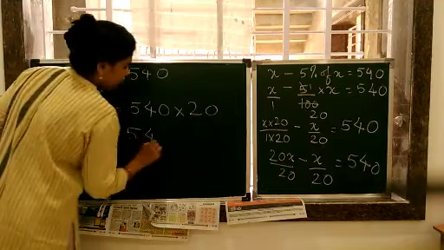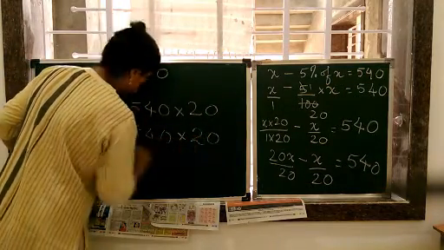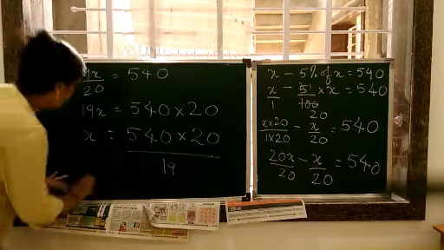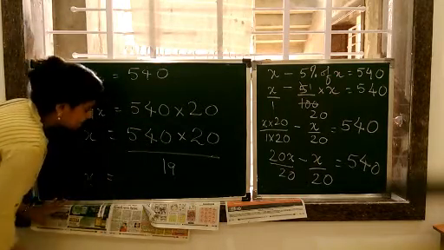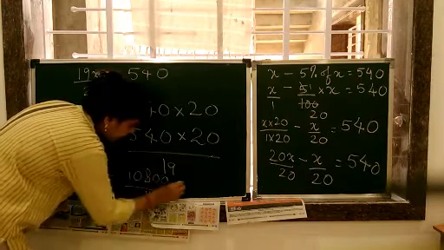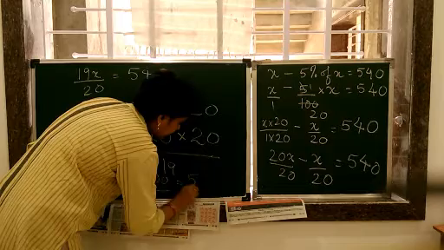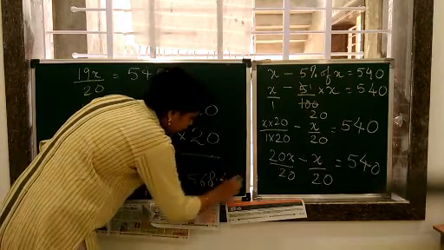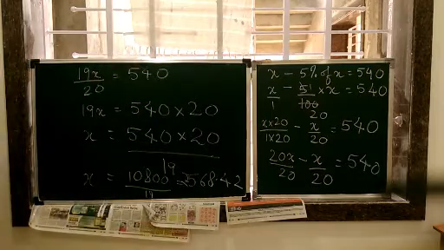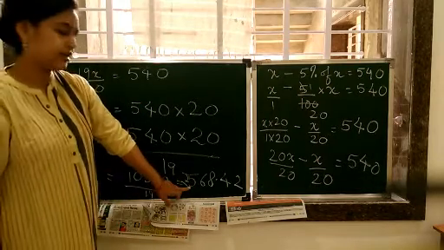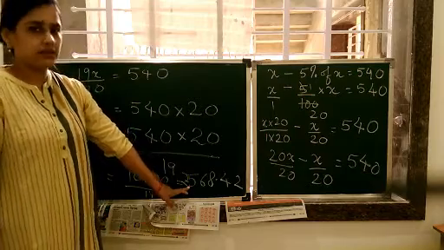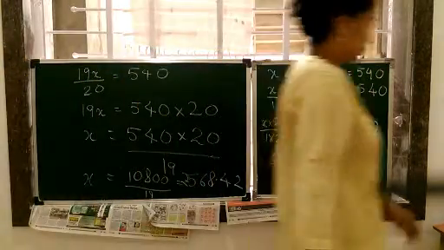X is equal to 540 into 20 upon 19. Now 540 into 20 will give us 10,800, divided by 19, which is something like 568.42. Children, I have done it through the calculator. That is how I remember the answer. So something like this is your, what are we finding? CP. Something like this is your CP.